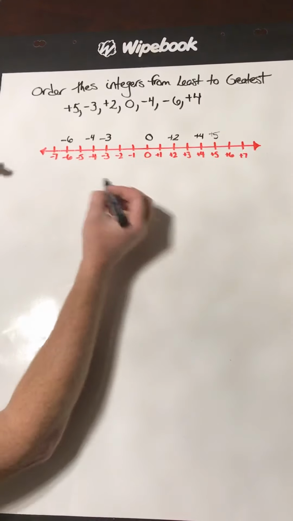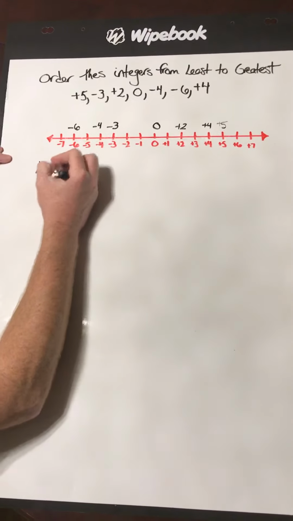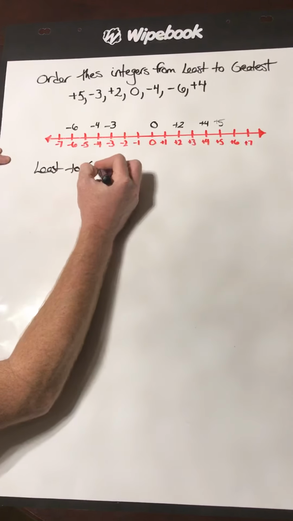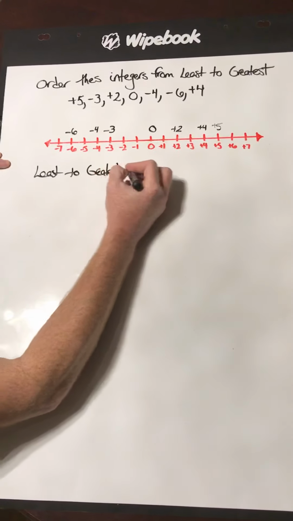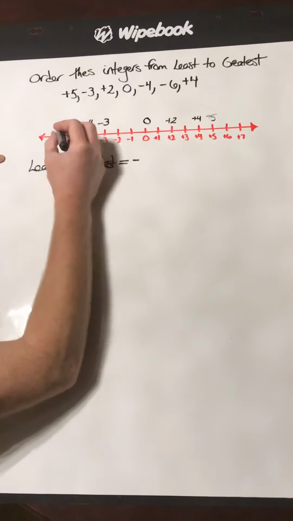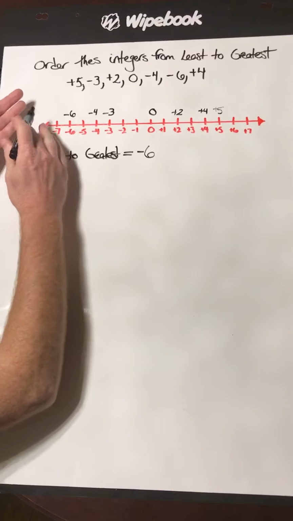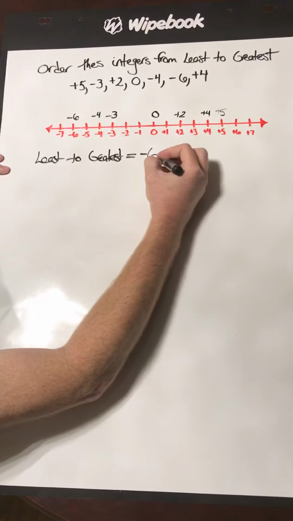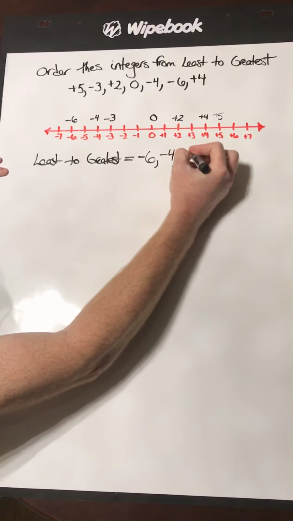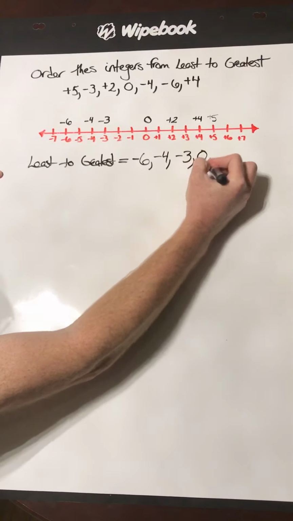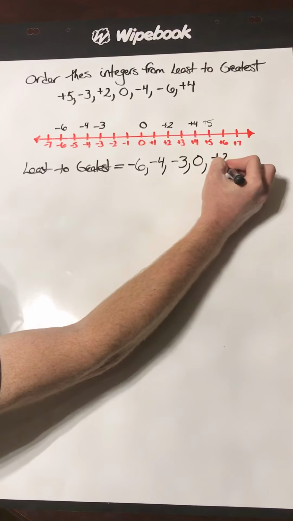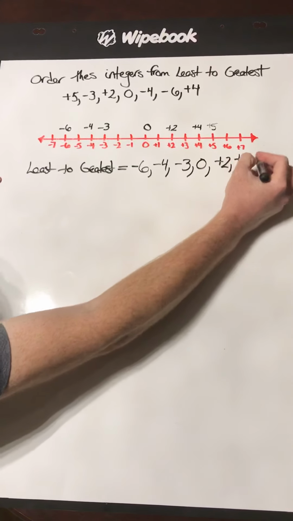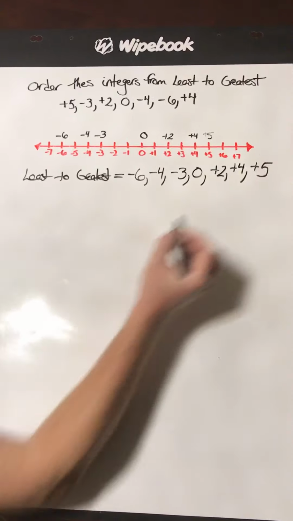If I want to order them from least to greatest, that would be negative 6. I'm going from the left, because the least is always on the left, to the right. Negative 6, negative 4, negative 3, 0, positive 2, positive 4, positive 5.